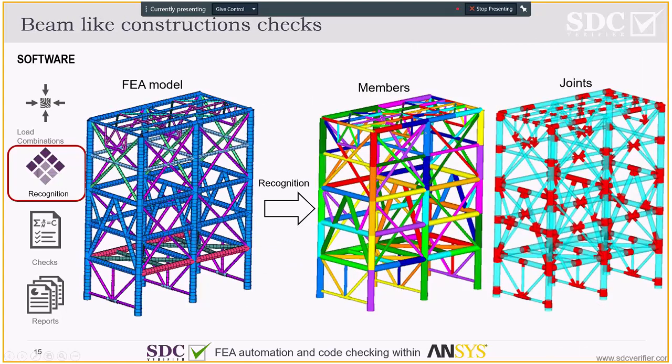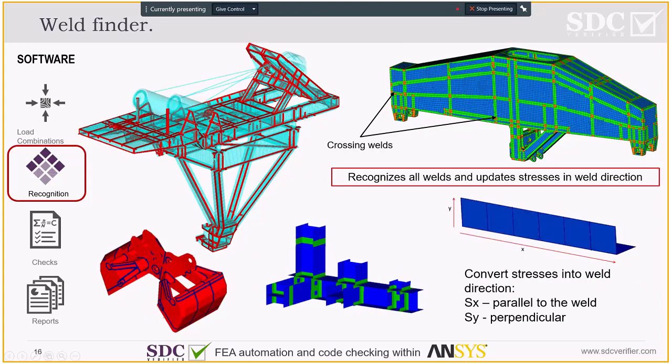Then this is a slide which shows you how the recognition is done. So you have a finite element model with a lot of elements, and in the end it is recognized, and you can see the separate beam members and joints. Next one is the possibility to recognize the welds, which will be shown today by Jarko. We are able to find the welded connections on your model, and convert stresses in these welds into weld direction. So we can recognize the stresses parallel to the weld and perpendicular to the weld. We can also see the weld intersections, weld tips, and we are able to set some exceptions.